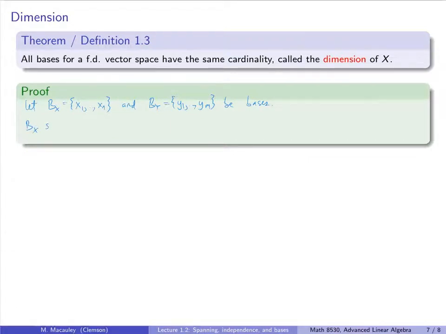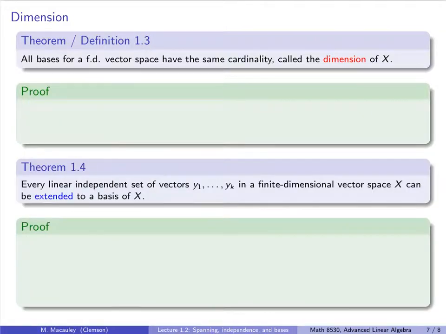Now, Bx spans X, and By is linearly independent. So we proved earlier that that means that m is less than or equal to n. Now similarly, By spans X, we just exchange the roles, and Bx is linearly independent, so we can conclude that n must be less than or equal to m, and that completes the proof.